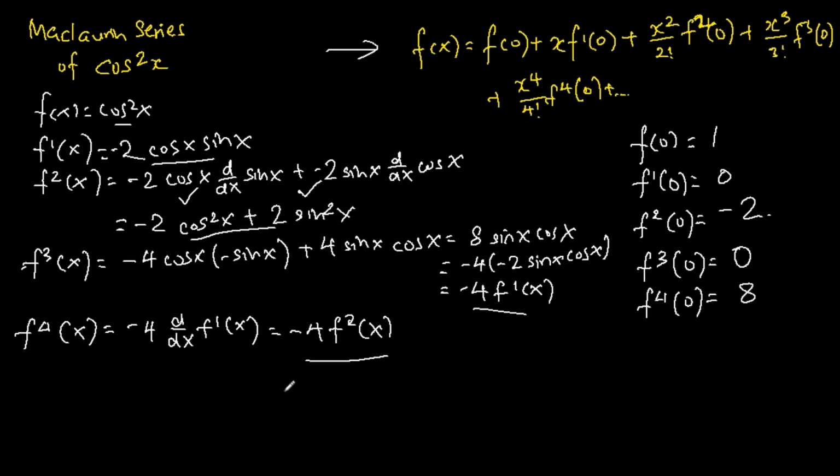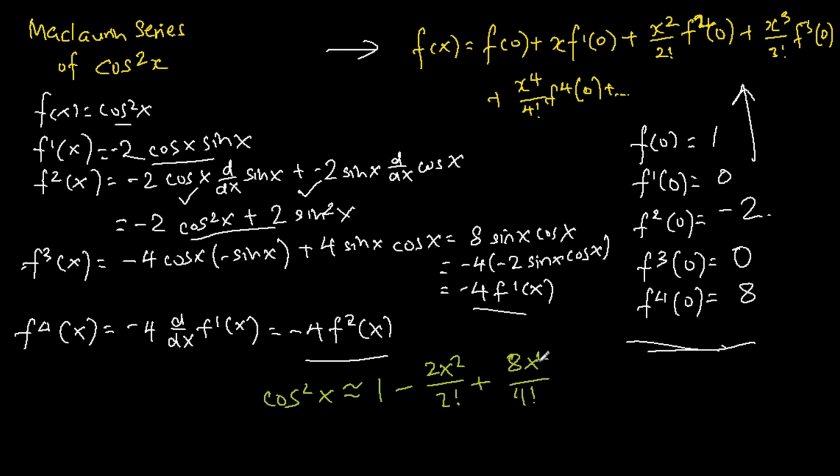After which we can use this solution and substitute into the formula in the top right hand corner to find my Maclaurin series of cosine square x. So the Maclaurin series of cosine square x is basically 1 subtracting away 2x squared over 2 factorial plus 8x to the power 4 over 4 factorial. So we are evaluating up to the x to the power 4 terms. So this is also equal to 1 minus x squared plus x to the power 4 over 3. This is the final answer to the Maclaurin series of cosine square x.